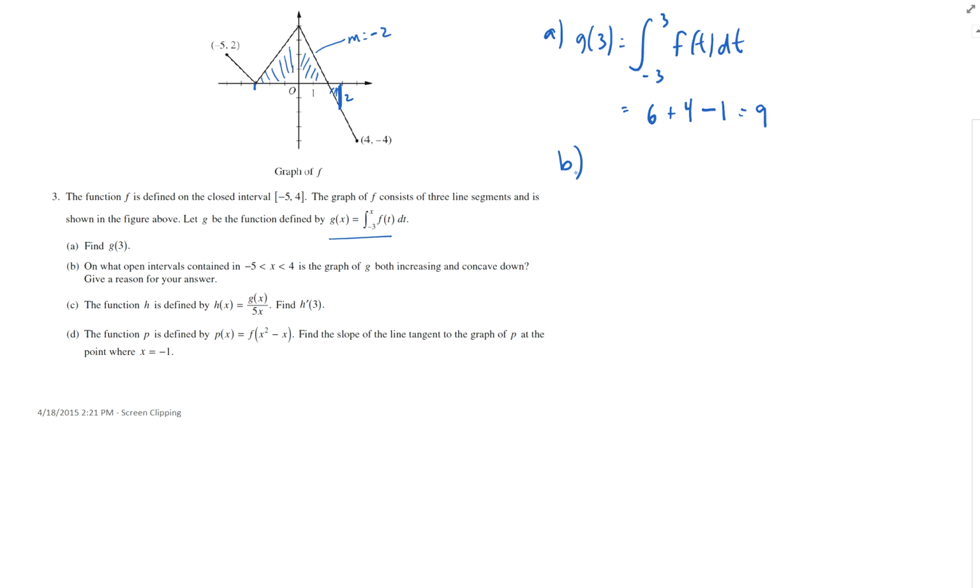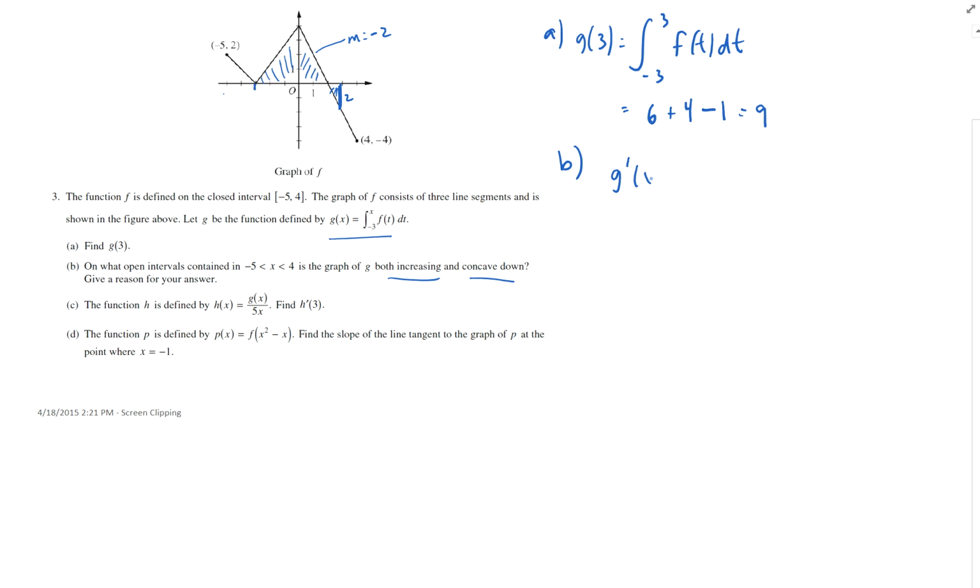B. On what open intervals from -5 to 4, the whole thing, is the graph of G increasing and concave down? Support your answer. Easiest way to do this, I think, is just to look at it this way. For G to be increasing and concave down, it's increasing when G prime is positive, and it's concave down when G double prime is negative. Well, let's see what those are.